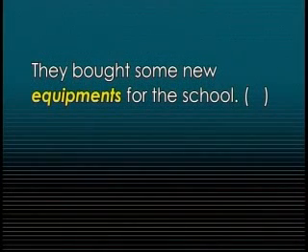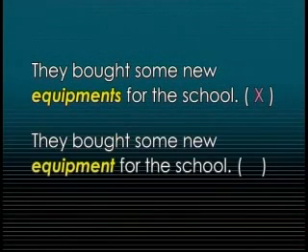Here are a couple of common mistakes made using countable and uncountable nouns. Some nouns that are uncountable in English are countable in other languages. This can cause mistakes. For example, equipment is singular in English, so it is wrong to say they brought some new equipments for the school. Even if we are referring to many items, we say they brought some new equipment for the school.